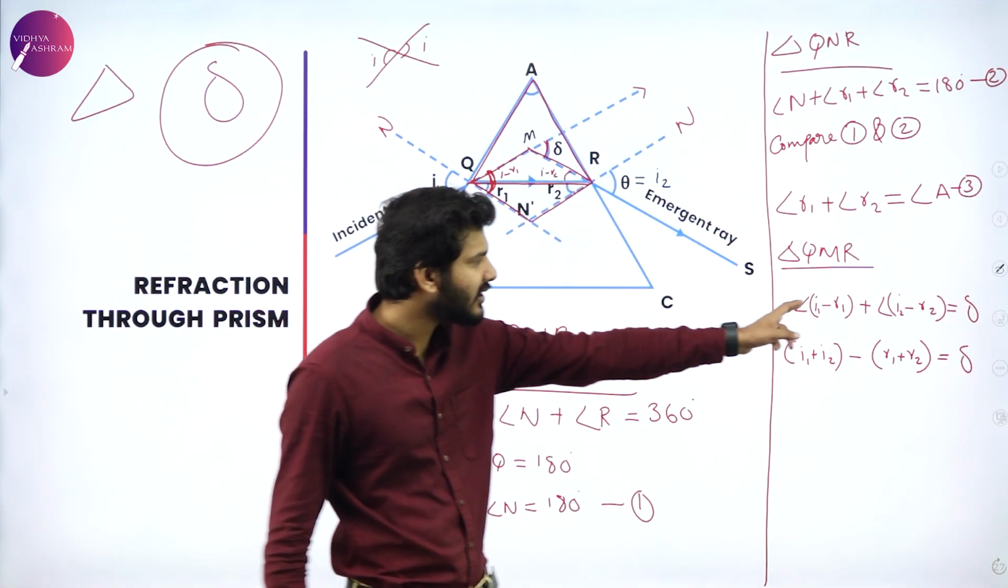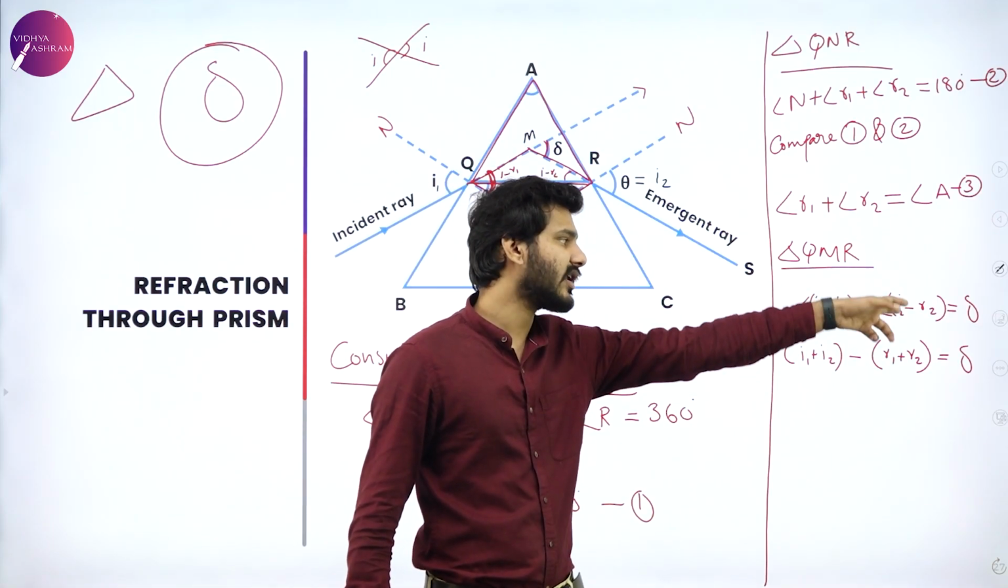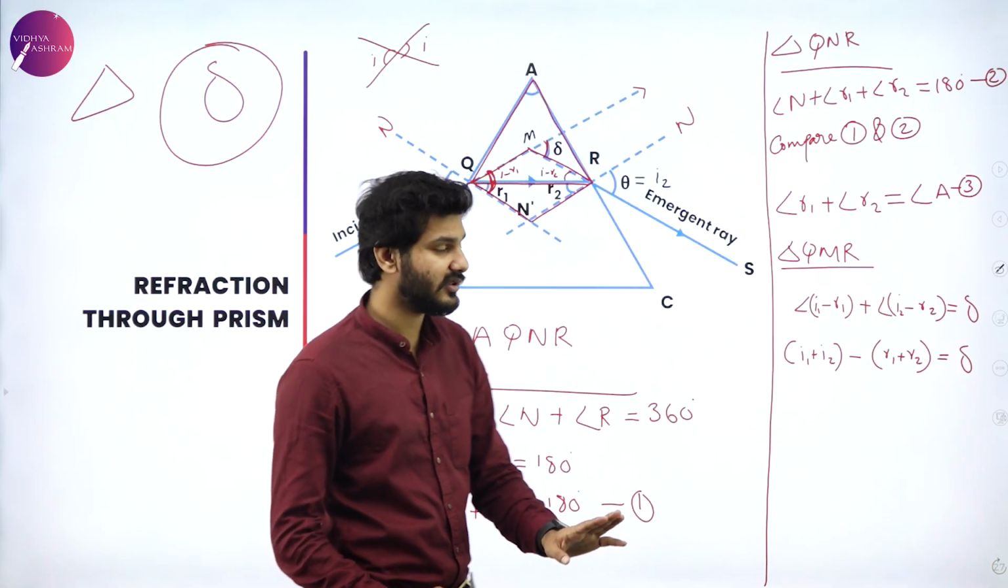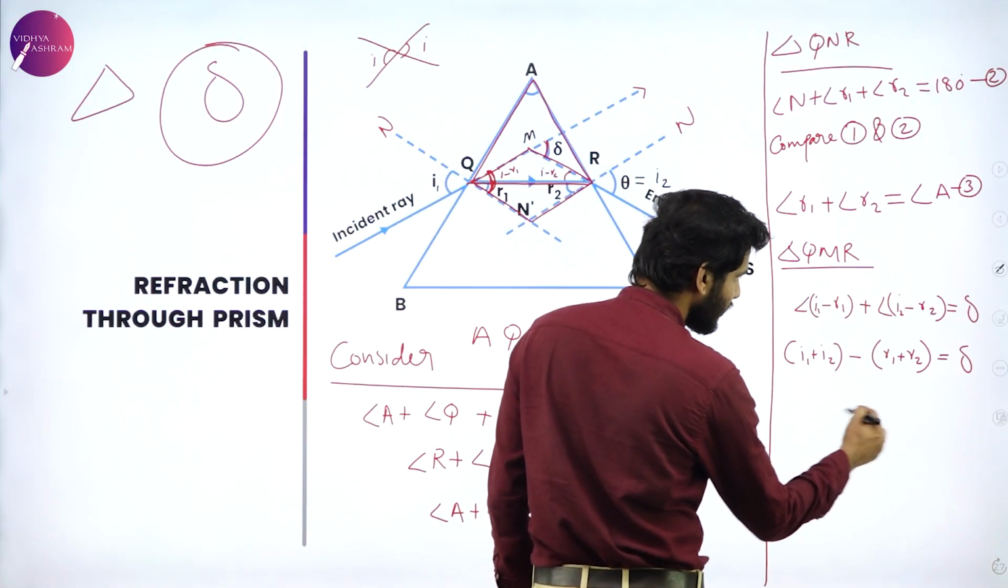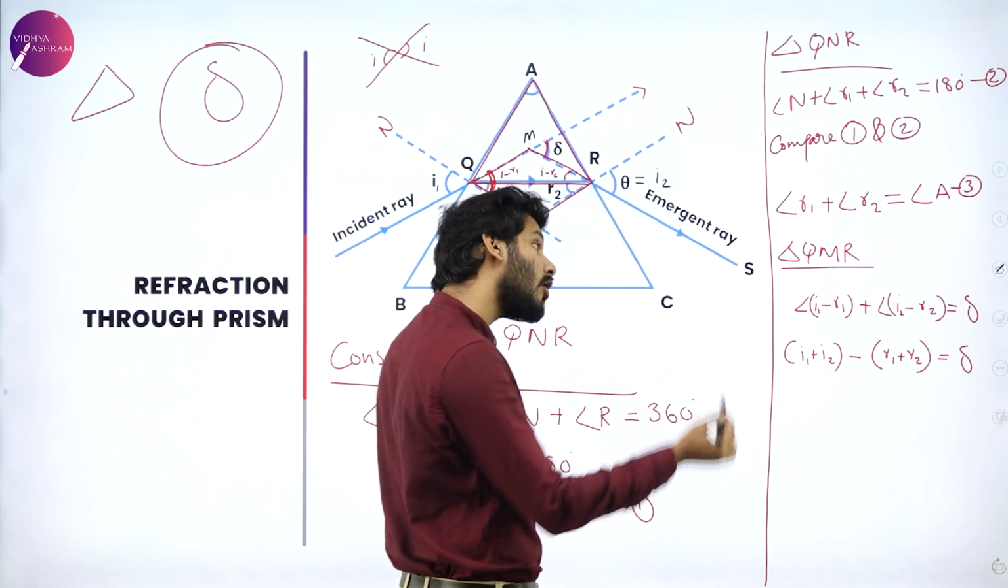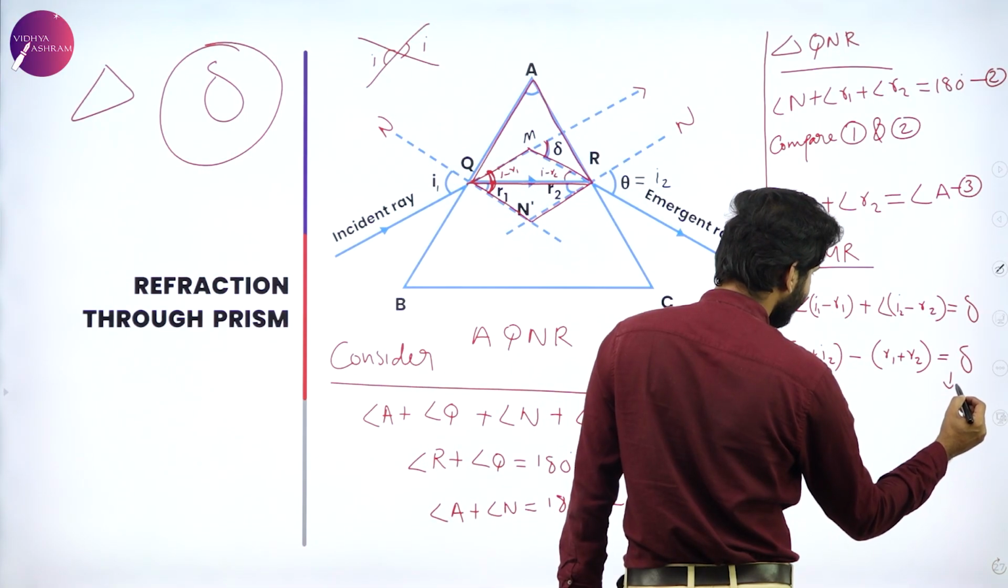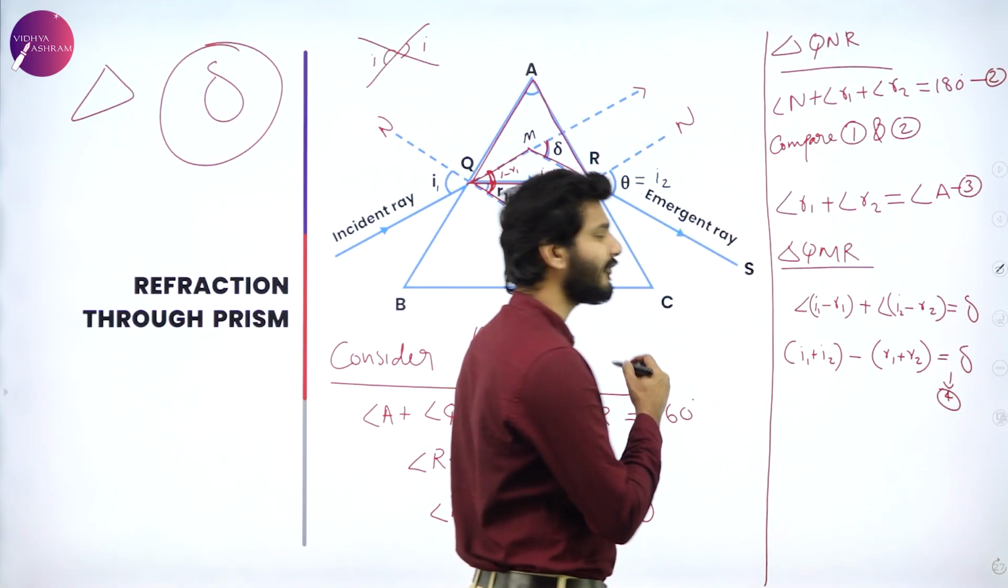Right, I only took the I1 and I2 together, R1 and R2 together. So if I re-multiply it, I'll get the same result. There is nothing wrong in this. So if I do this, I'll get this result. Now I'm calling it equation number 4. So let this be equation number 4.